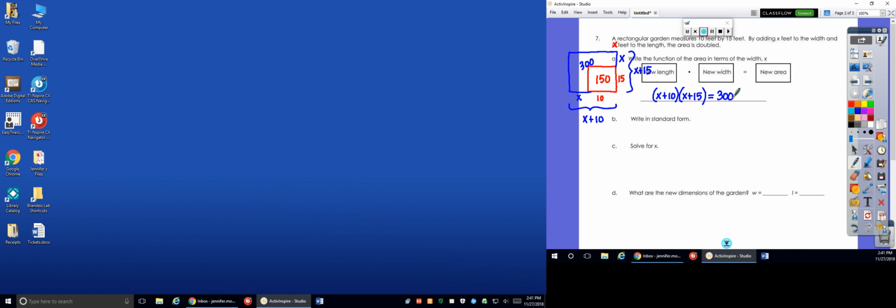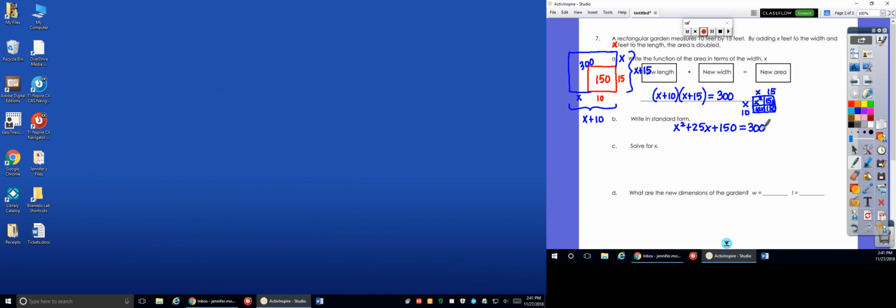All right, so now what's going to happen is we've got to write it in standard form so that we can solve for x. So we have to multiply this out. I'm going to do this out to the side. This is going to be x squared, 15x, 10x, and 150. So this is going to end up being x squared plus 25x plus 150 equals 300. Don't forget that equals 300.